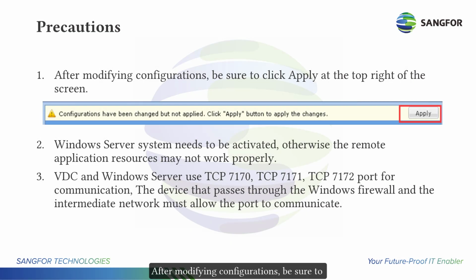Precautions. After modifying configurations, be sure to click Apply at the top right of the screen. Windows Server System needs to be activated, otherwise the remote application resources may not work properly. VDC and Windows Server use TCP ports 7170, 7171, 7172 for communication. The device that passes through the Windows firewall and the intermediate network must allow the ports to communicate.